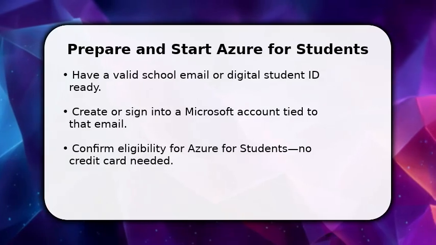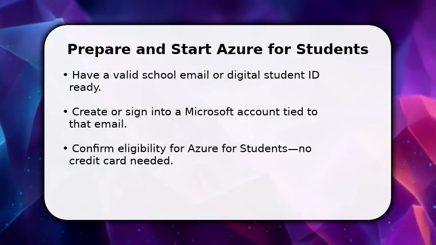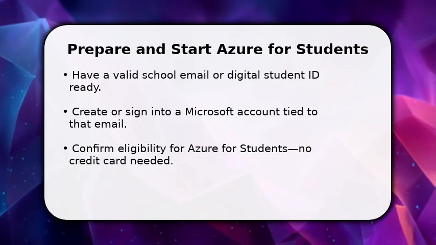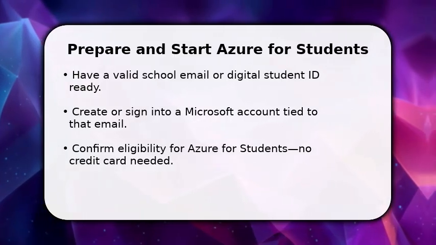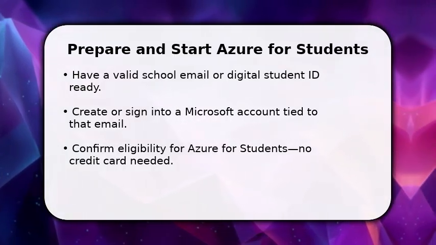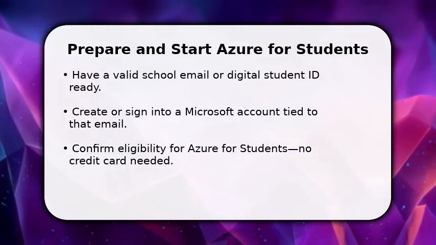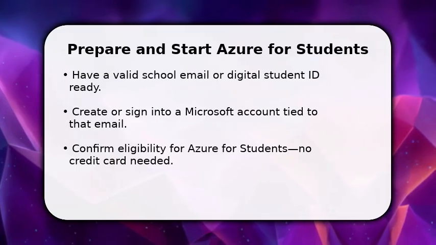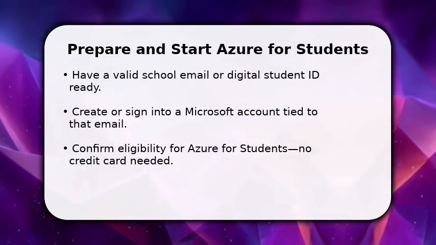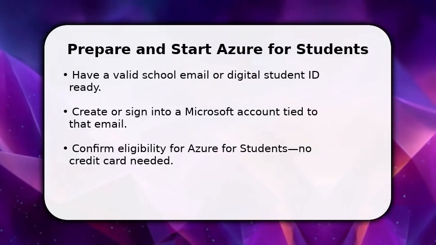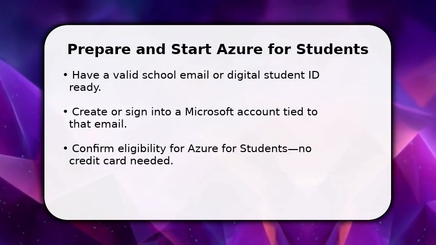Enjoy the video. You begin by confirming you meet Azure for Students eligibility and have a school email or digital student ID ready. Create or sign into a Microsoft account using that institutional address. This is how Microsoft verifies student status without a credit card. Once signed in, choose the Azure for Students offer and follow the prompts to start verification.